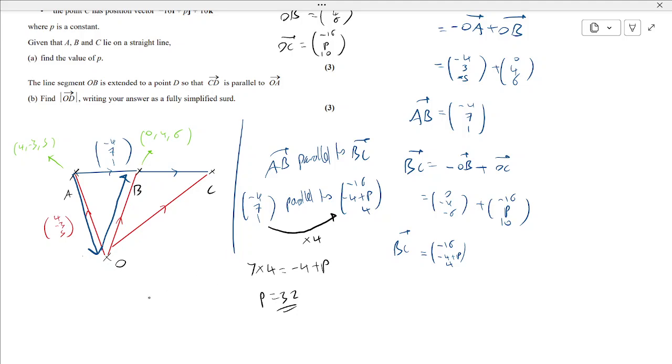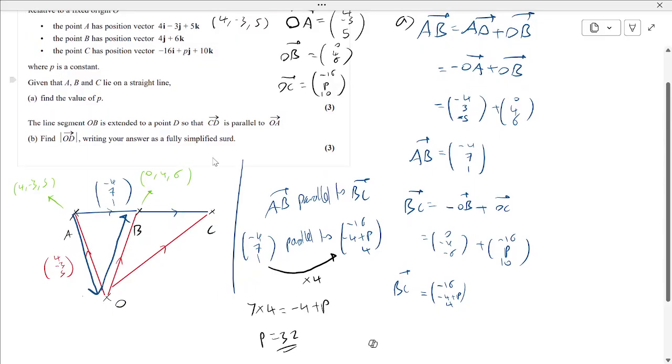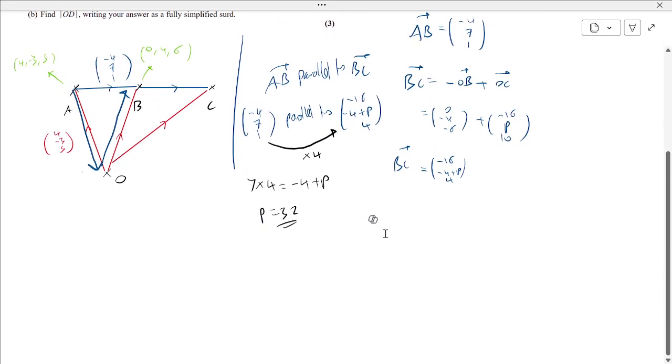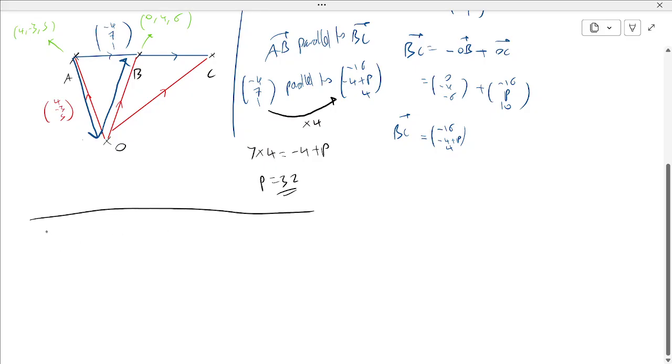B, let's do part B. So B says we're going to extend the segment OB to a point D so that CD is parallel to OA. Find the magnitude of OD. So here, because it's going to be a little bit cluttered to do in this diagram, let's just draw a new one. Okay, so new diagram. I'll sort of repeat what we have.